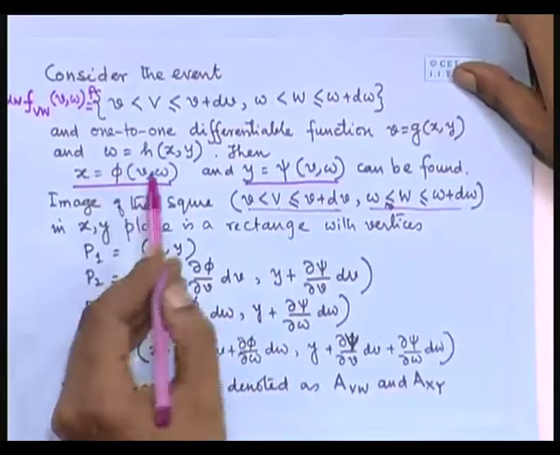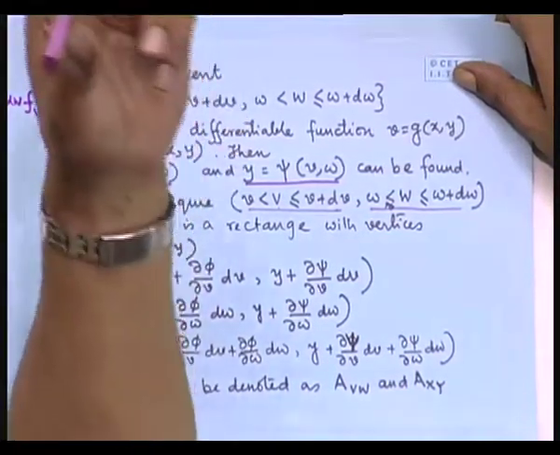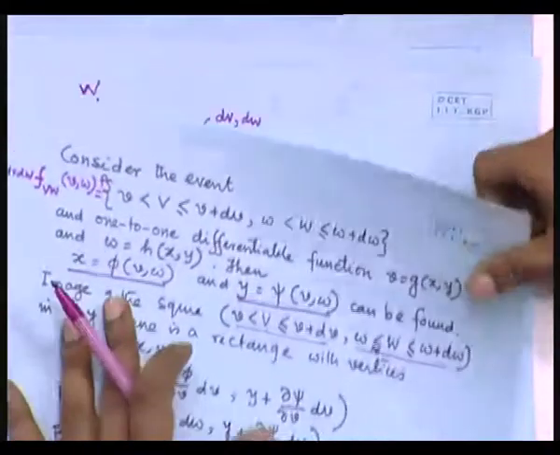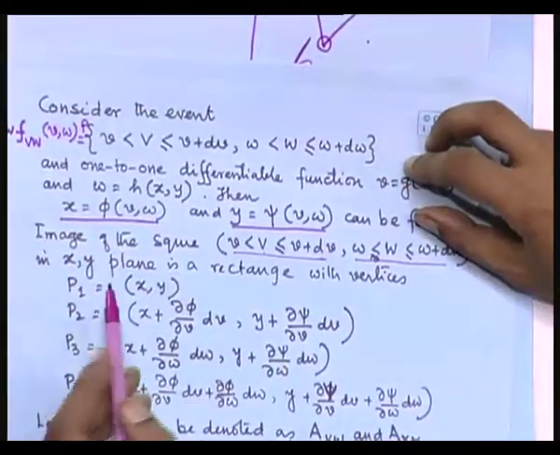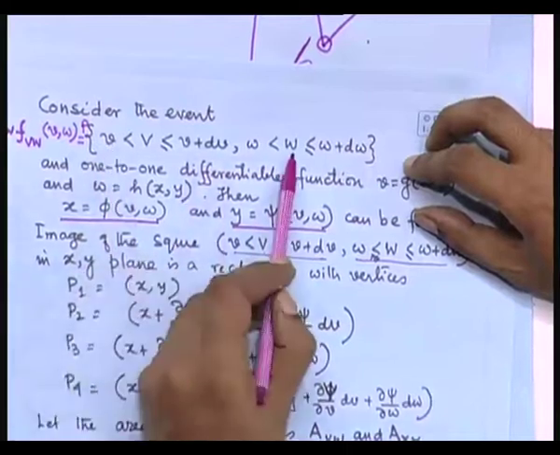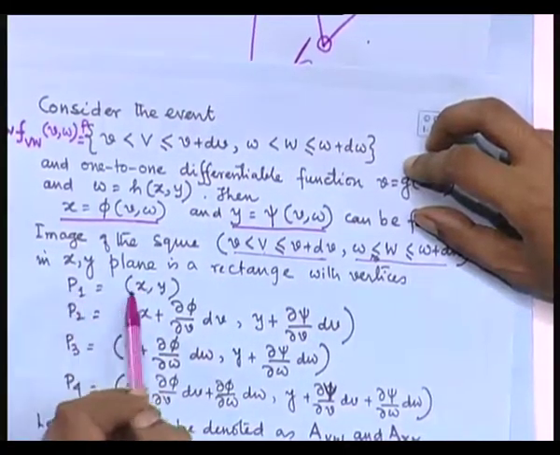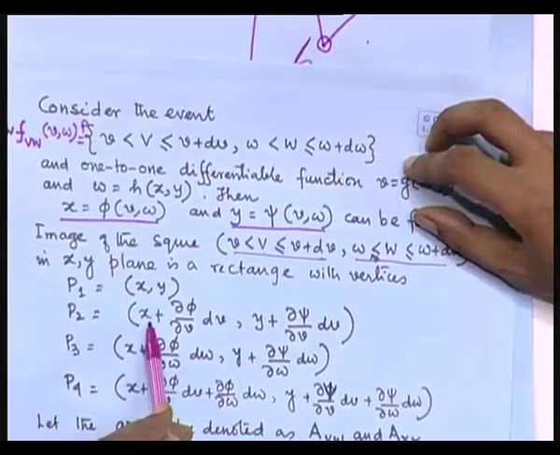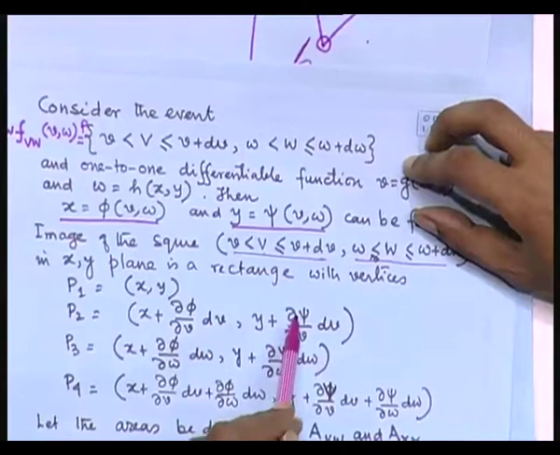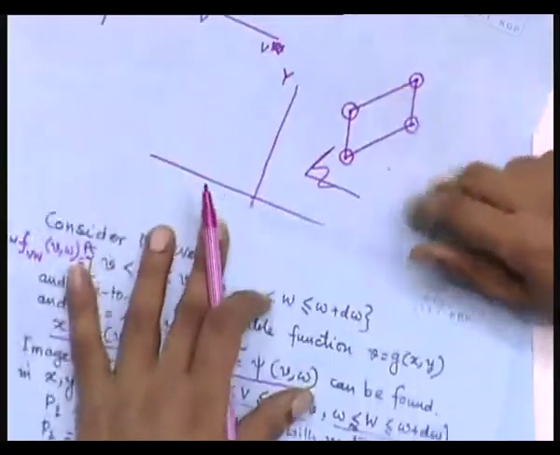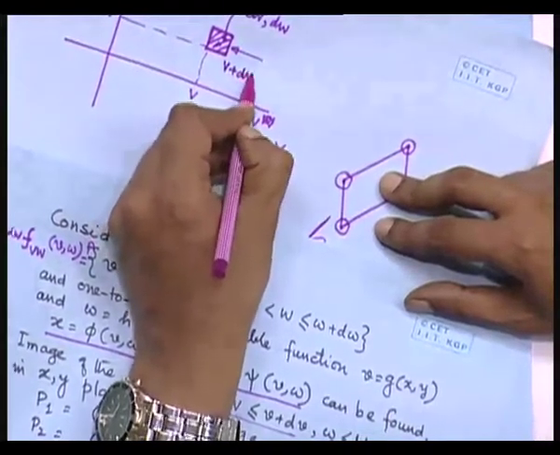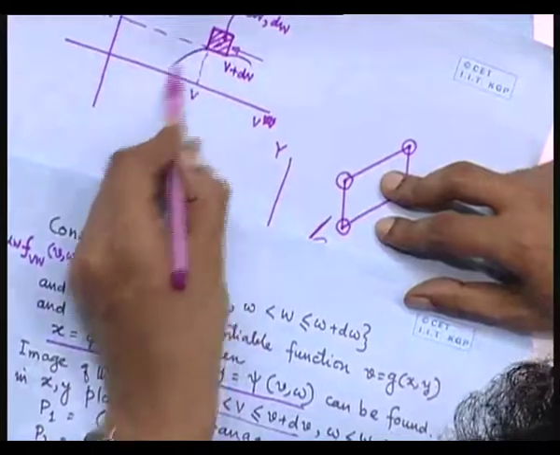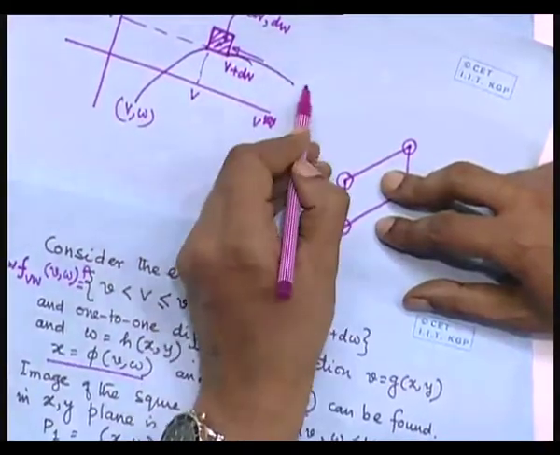So now it is simple, because I am going from dv dw to the corresponding increments in the xy plane. I want to identify them. Once you have defined these maps, the coordinates of this parallelogram are going to be: one will be x and y, that is phi(v,w) and psi(v,w). The other coordinate is going to be x plus del phi/del v dv and y plus del psi/del v dv. This coordinate is (v,w), and this coordinate is (v plus dv, w).